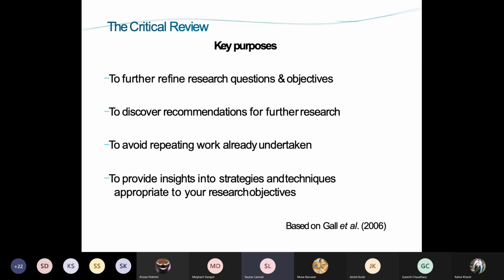Critical review: the key purpose of the critical review is to further refine the research question and objective. While you review the literature, as I already told you, research is an iterative process. As you move forward, you explore more methods and techniques, so you again refine the research question, objectives, aims, and so on, so that it is clear for you and easy to achieve within the allocated period of time. The refinement is possible if you review the literature critically.